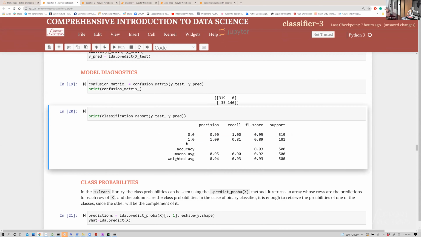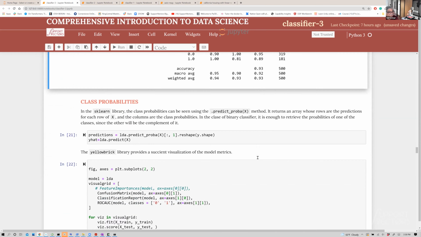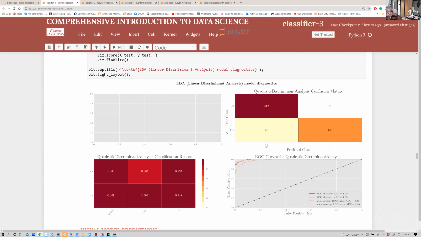When we look here, what does it say? Extremely good precision, perfect precision, recall 81%, F1 score 89%. This seems to be really doing well, isn't it? Let's plot it out. And you see it here. This is the confusion matrix. Do you see how well this quadratic discriminant analysis is working for this?